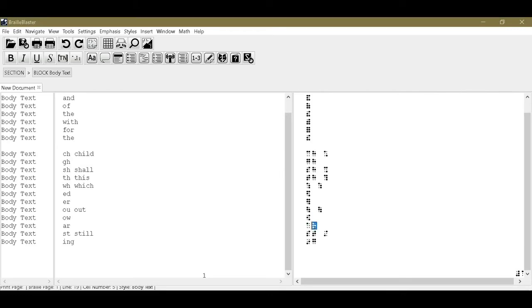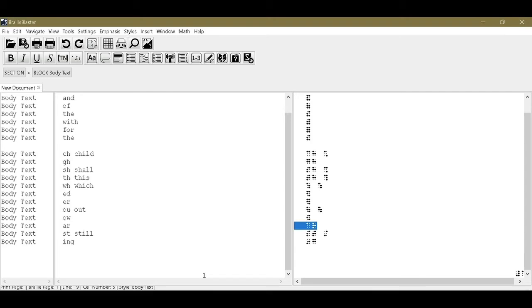AR is not correct. That's if you were to be spelling out AR. AR is dots 3, 4, 5. So that's for your reference. Again, Braille Blaster, need to fix these. But it is a free program, so I'm not knocking it too badly, but I'm just saying.